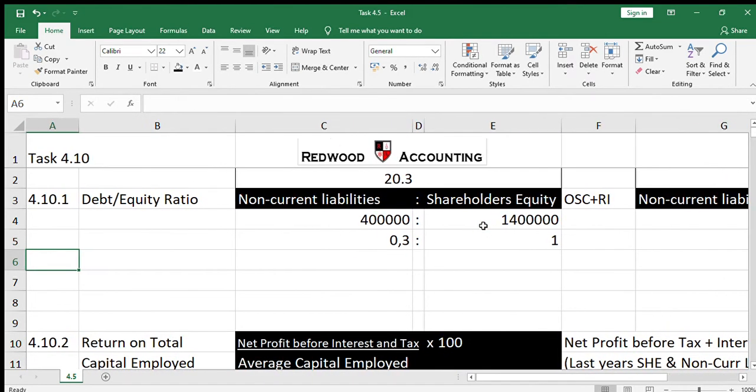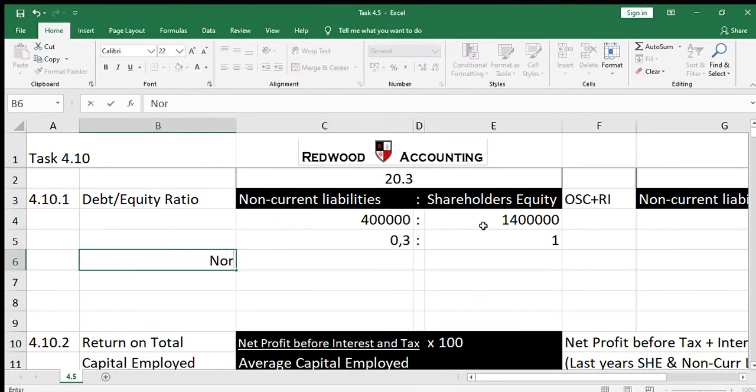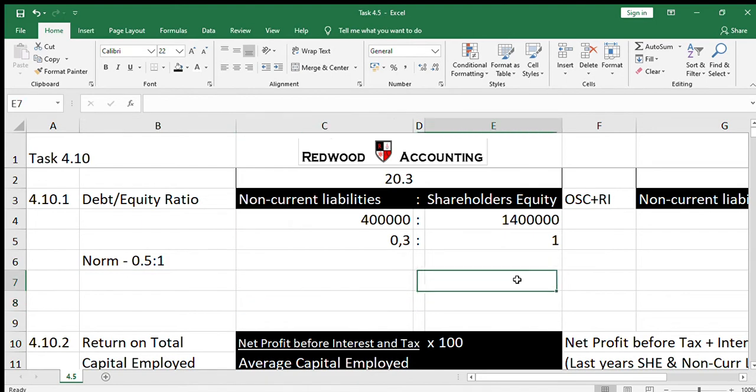The answer is 0.8:1. Okay. Now there is a norm for this ratio, which is 0.5:1. So generally, if the ratio is higher than the norm of 0.5:1, then we say that they are at a higher risk. But if it is lower than 0.5:1, then the risk is reasonable and they can actually borrow additional funds. So it just depends on the question. Okay, but we don't put the norm at 0.5:1 in the question, but it's something you can keep as a benchmark in your head when you're answering the question.